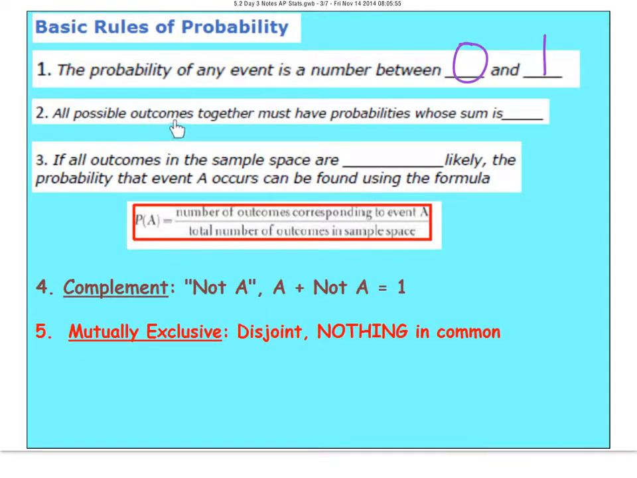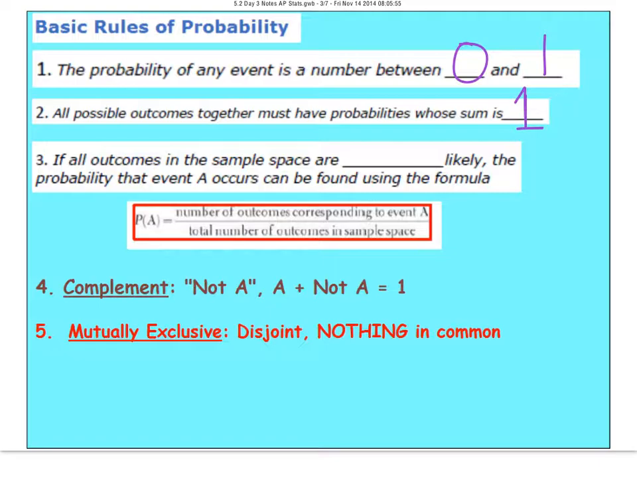All possible outcomes together must have a probability whose sum is 1. So if you're doing an "or" probability, which means to add probabilities together, if you get greater than 1, it means you have an issue and you have to end up subtracting something out. We'll talk about that in a bit.